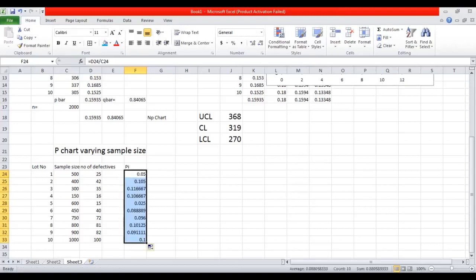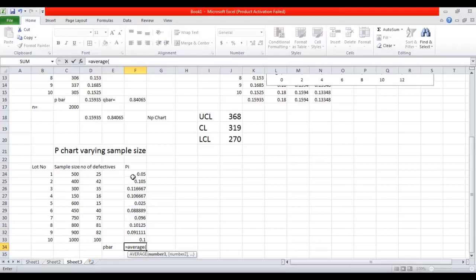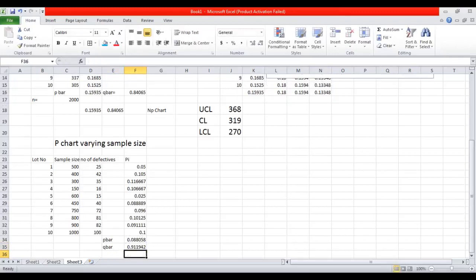Now after getting the P values, next you will find the P bar first. What is P bar? P bar equals the average of the PI values. Similarly, Q bar equals 1 minus the P bar value. So we got the P bar and Q bar values. Next, we have to find the control limits. Before that, I'll write the control limits formula, same as before: P bar plus 3 under root P bar Q bar by N.